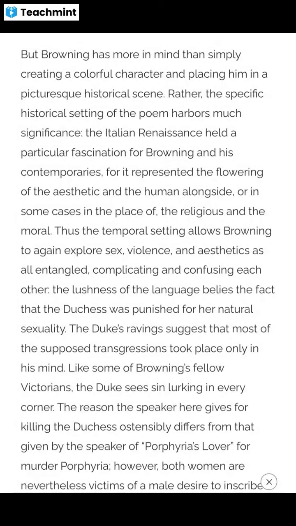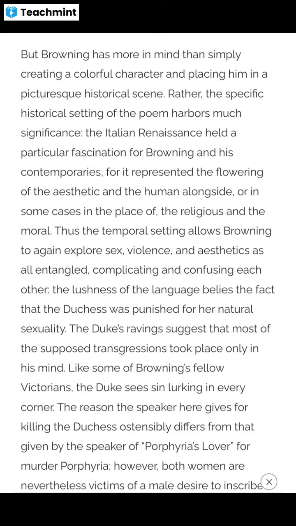Here you find what Browning thinks. Browning has simply created a colorful character and placed him in a picturesque historical scene. Rather, the specific historical setting of the poem harbors much significance. The Italian Renaissance.